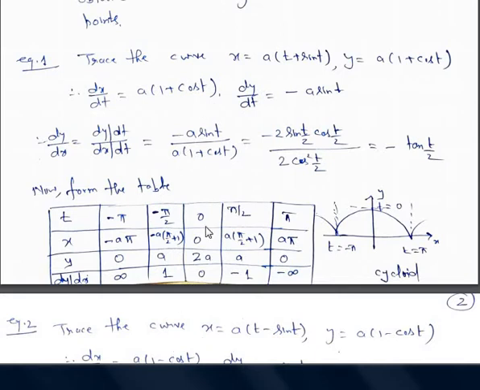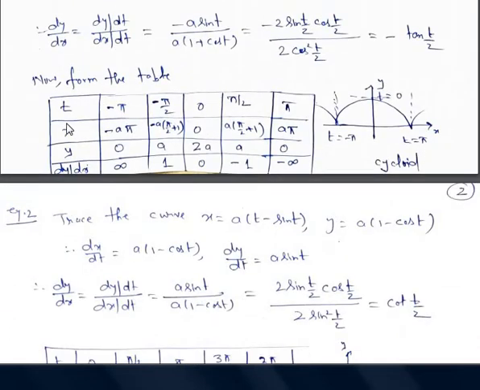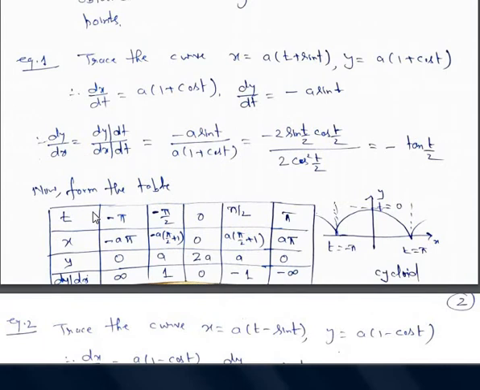a gets cancelled. Sin t is 2 sin(t/2) cos(t/2), and 1 + cos t can be written as 2 cos²(t/2). So this is equal to -tan(t/2). So this will give us the slope at different points.